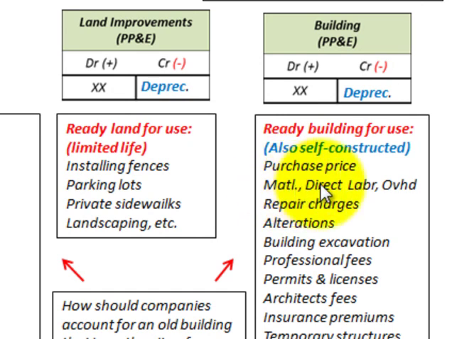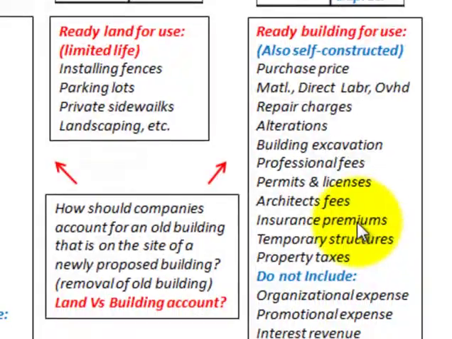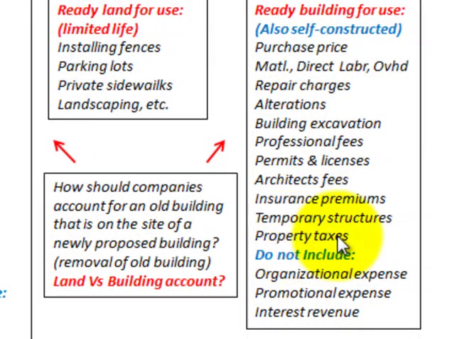self-constructed, you'd have your material, your direct labor, your overhead, and then any repair charges, alterations, and building excavations. That's for digging holes to build a building. Professional fees, permits and licenses, architect's fees, insurance premiums, temporary structures, property taxes, but you do not include organizational expenses or promotional expenses or any interest revenue on money borrowed to construct or purchase the building.